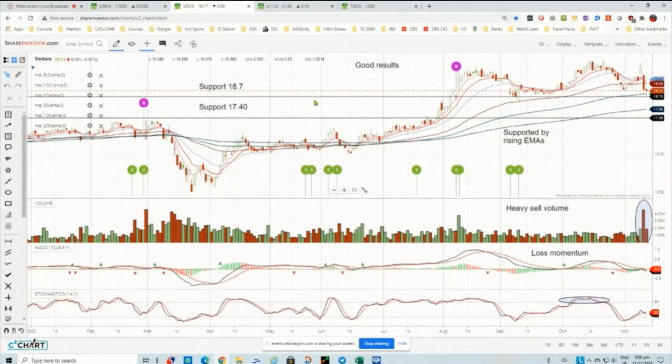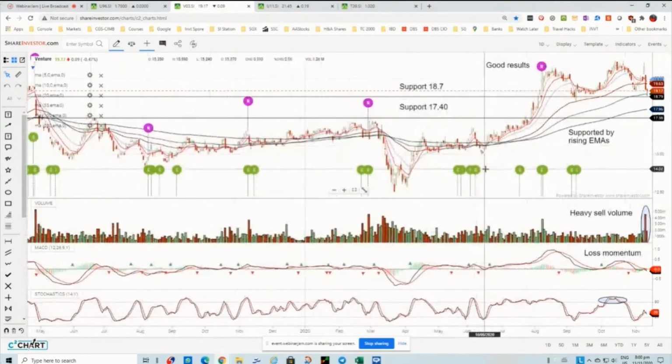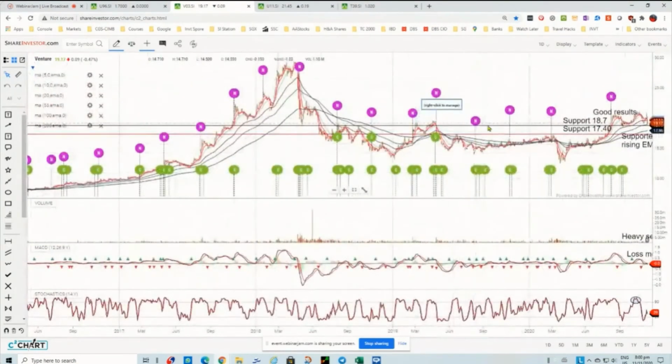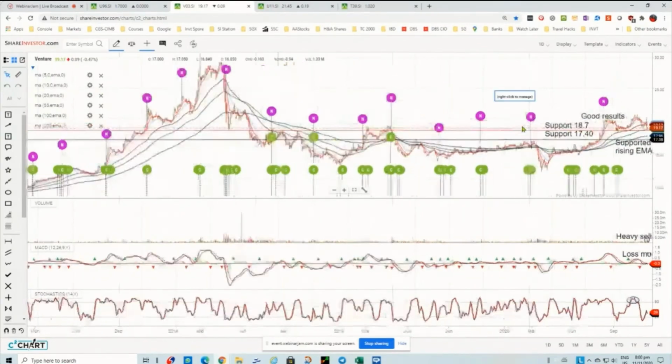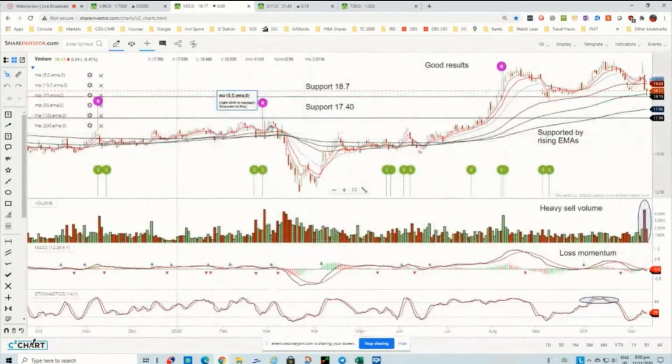Now, having said that, the major support for Venture at the moment is that if you go back to, say, a 1 year period, you notice that there's a very strong support at $18.70 right about here. And then along the way, there's a support when it broke off in August, at $17.40. So the first line of support will be 18.70. The second line of support will be 17.40. So this is my conclusion for Venture: still to exercise a bit of caution at the moment.